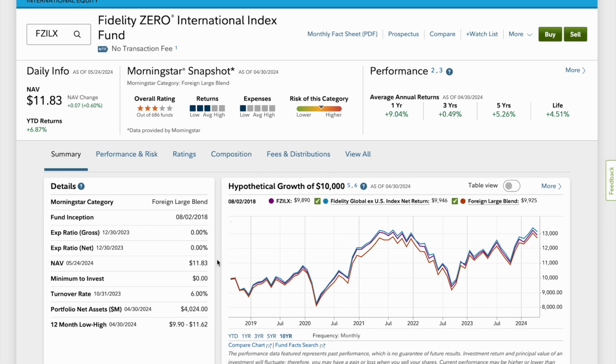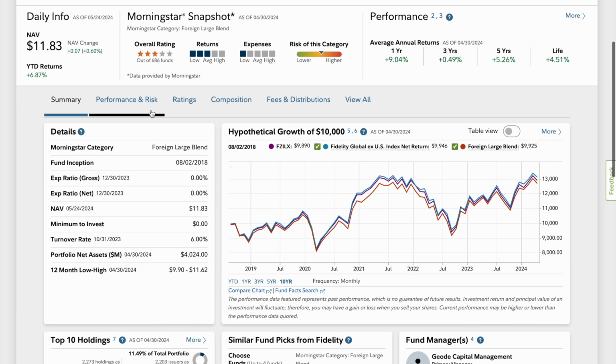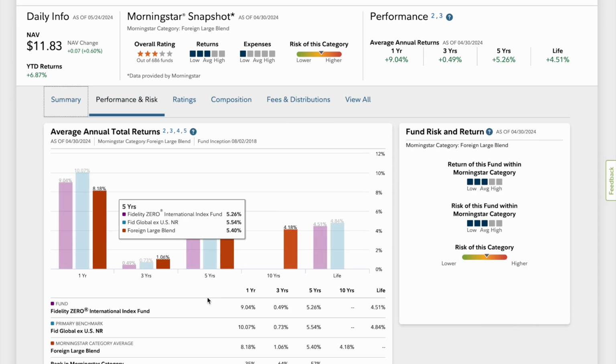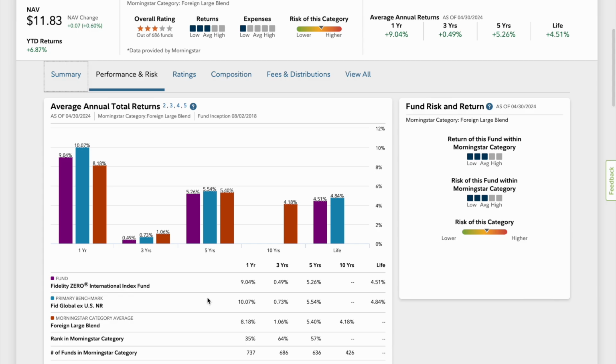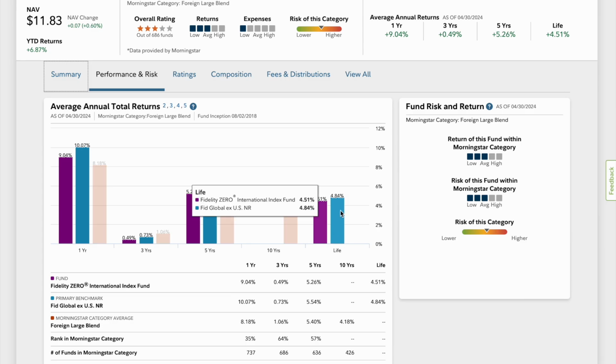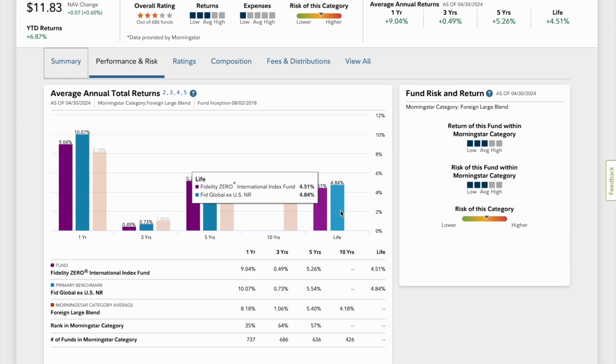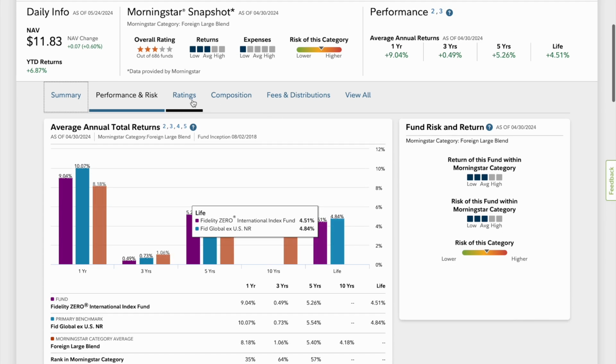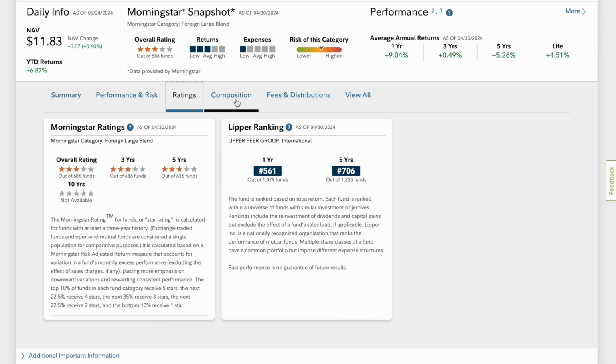If you look at FZILX, just look at the performance over time. It has produced an average life of 4.51%, which you can see right here. So over the life of the fund, it is a little bit lower when comparing it to other international funds. Now, that doesn't mean it's a bad fund, but you definitely need to know what you are putting your money into.